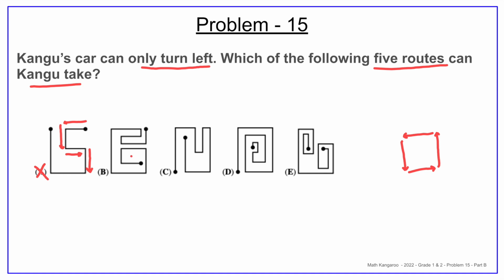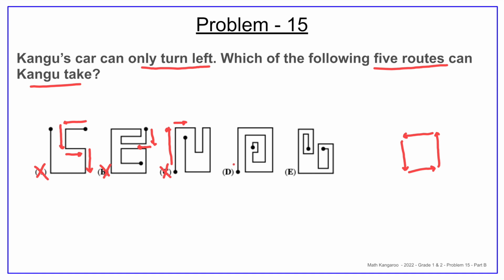Let us follow option B. So Kangu moves down first. And if it's going down, then our pattern says that it should be going towards the right. But Kangu is going towards left. So this is not our option. Option C. When Kangu starts upward, according to our pattern, he should be going towards left, but instead he is going towards right. So this is not our option.